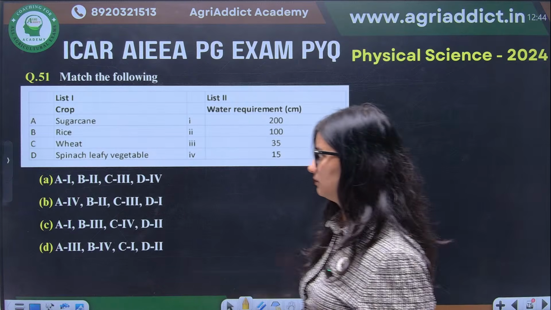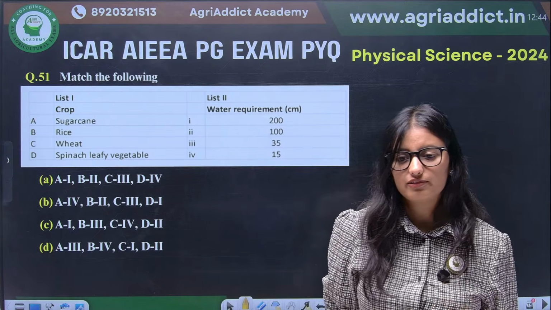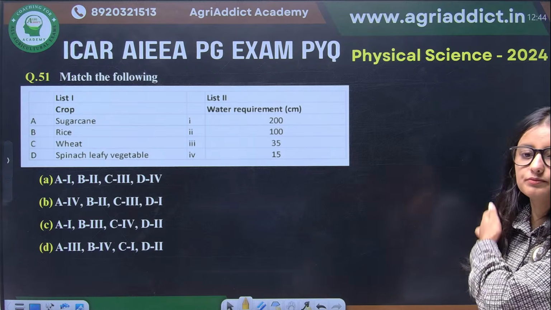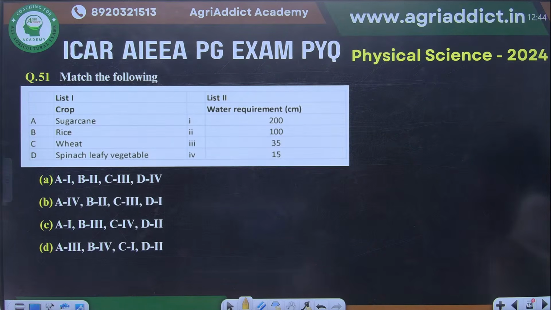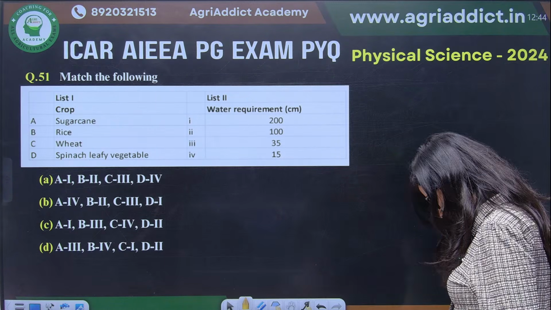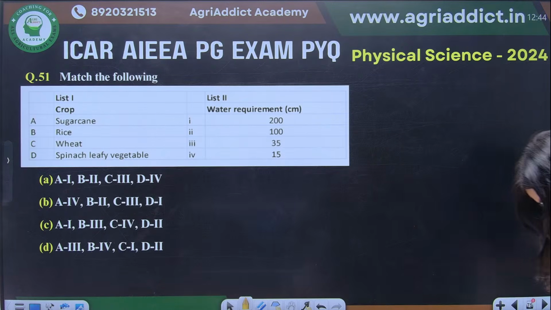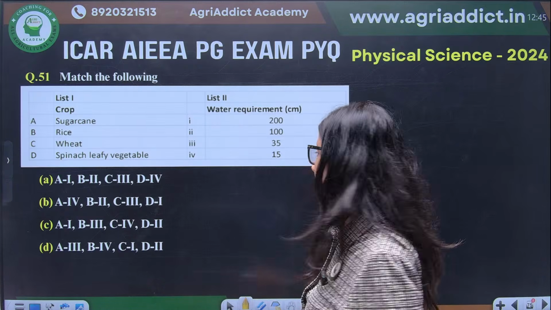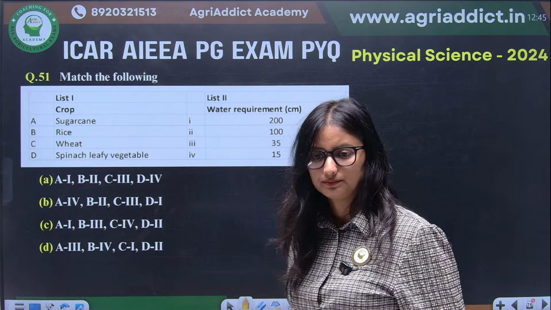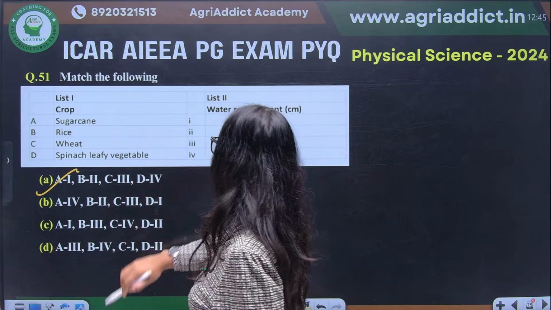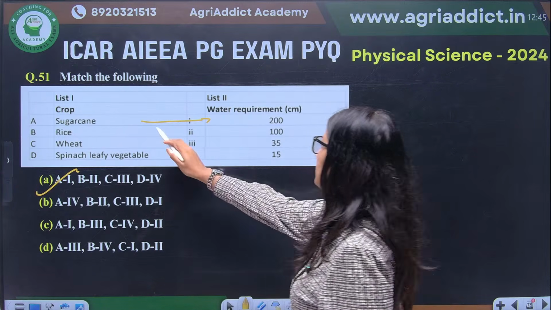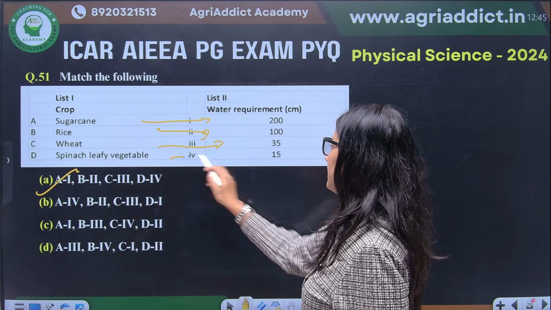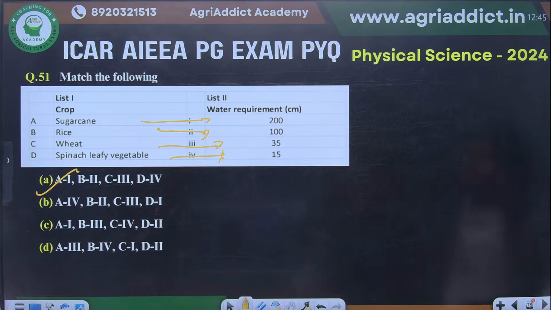Next, match the column. Water requirement of different crops. What will be the answer? Anyone? A, very good. A is the correct answer. So sugar cane needs 200 centimeter, rice 100, wheat 35, and this is around 15. Very good. A is the correct answer.